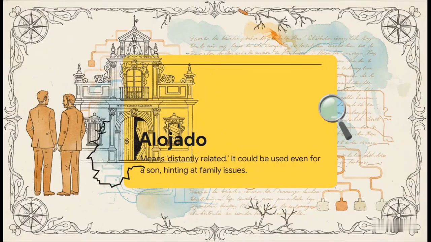Now this one's really subtle and fascinating. The word alojado usually means something like distantly related. But in one record, a man named Juan is listed as alojado in his own father's house. Now, why would that be? It hints that maybe there was some family drama, some kind of friction going on. It's a tiny word that tells a big story.